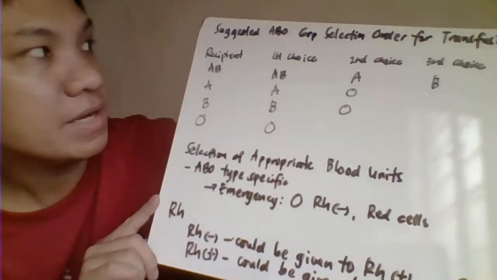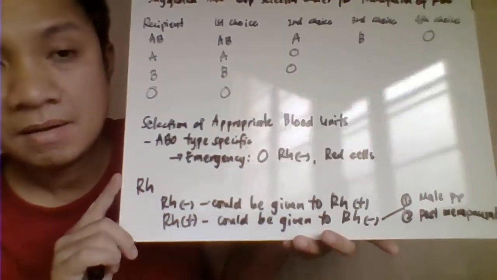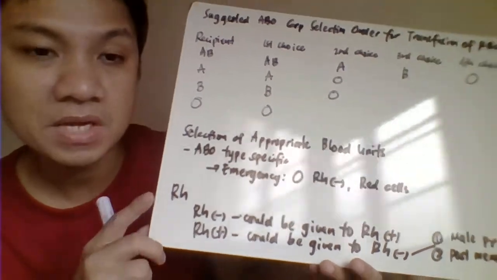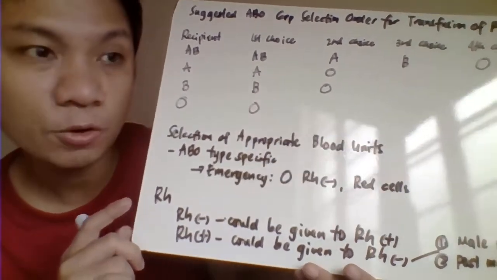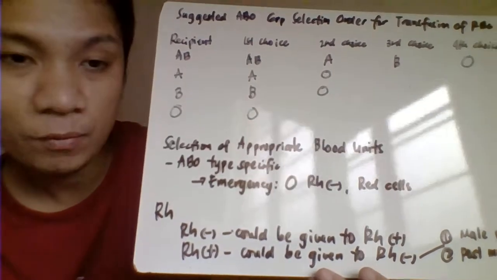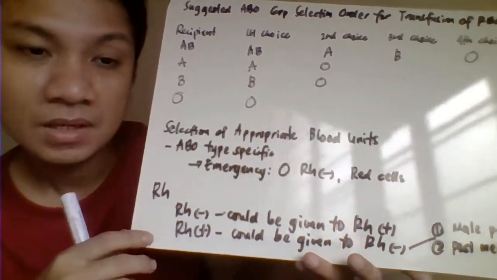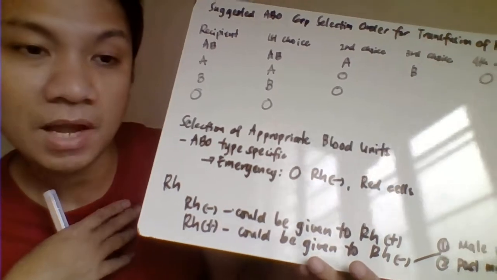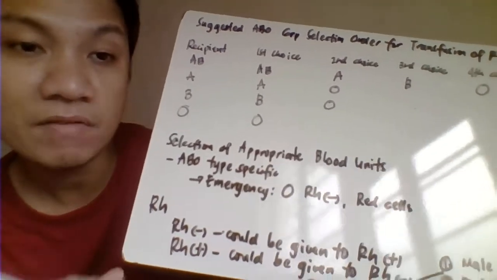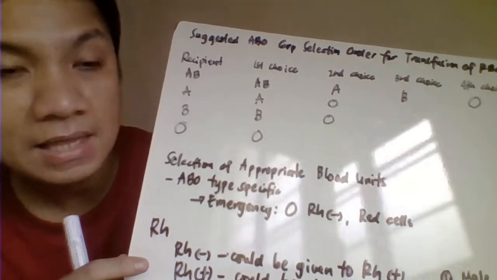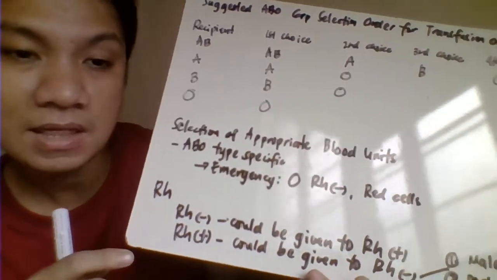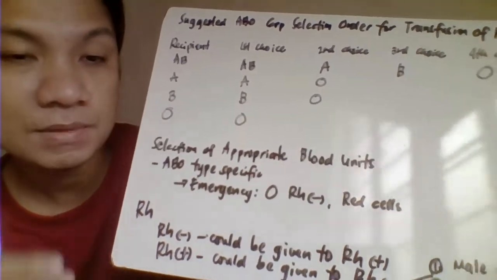Okay, then we have also here the suggested blood type that should be given to the patients. But our rule for blood typing is that it should be group specific. Whatever the blood group of the patient, that's what should be given to the patient. Like if your patient is type O, dapat type O ang bibigay natin. Or if the patient is type B, then type B ang bibigay natin. It should be group specific.